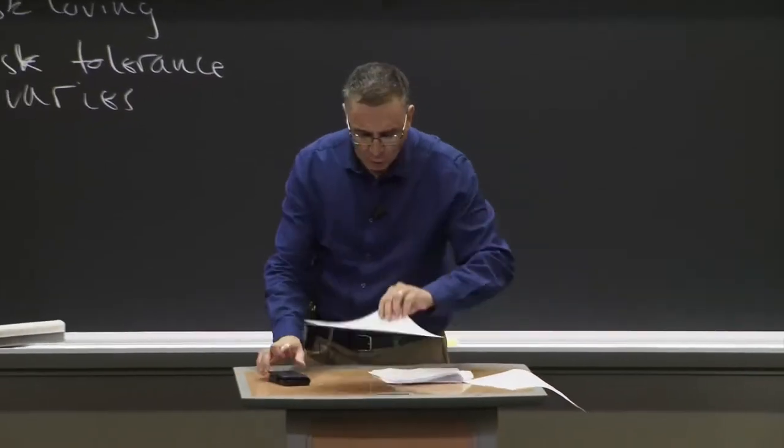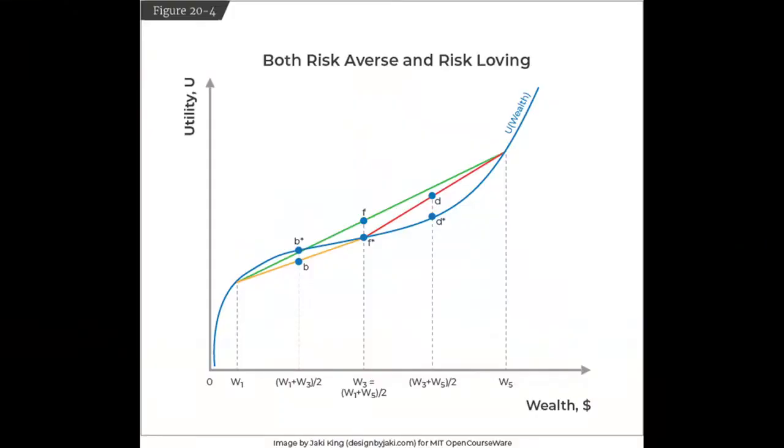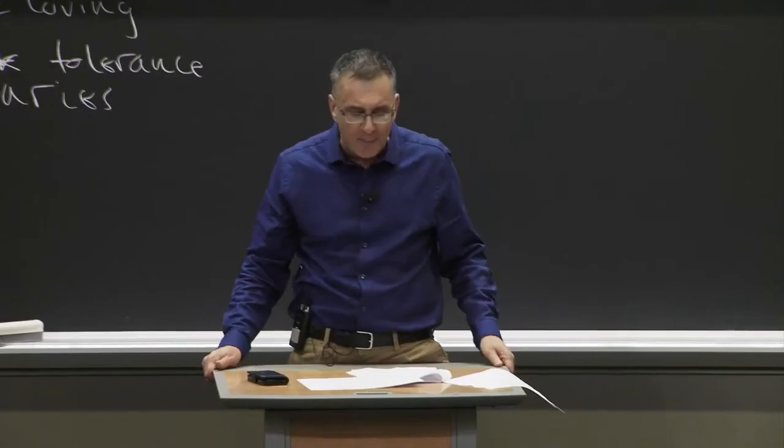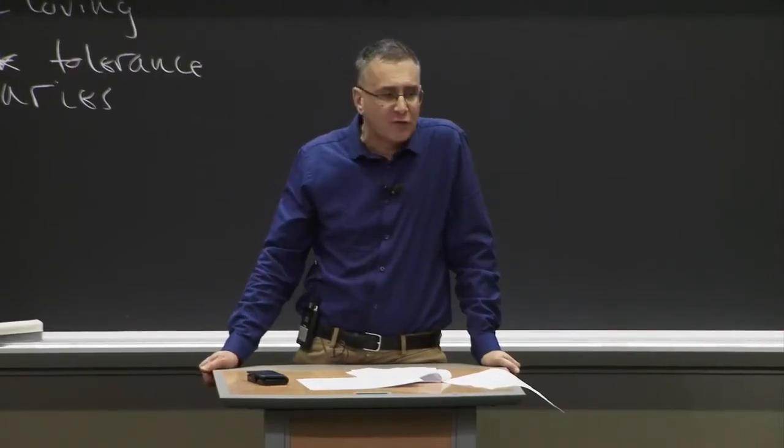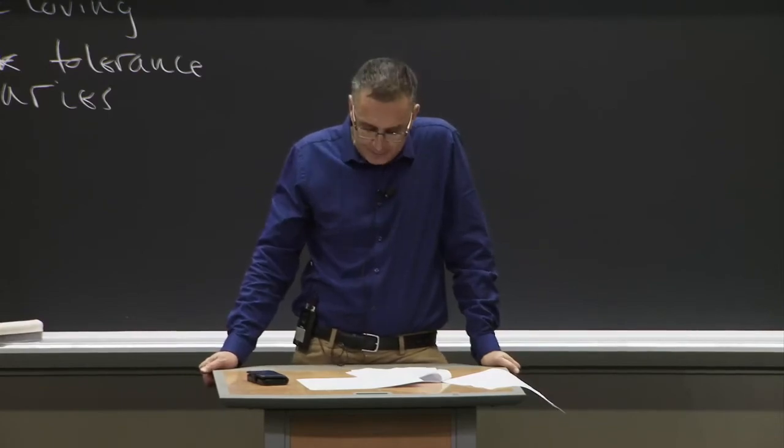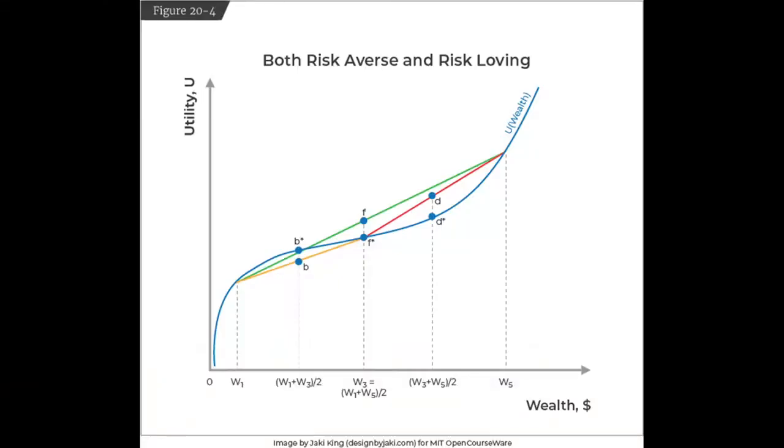So let's look at figure 20-4. This is an example of what we call Friedman-Savage preferences. You don't need to know that. But they had this idea that maybe people are locally risk-averse, but globally risk-loving. Let me explain this, okay? This is sort of complicated. So imagine that I'm going to offer you a 50-50 gamble between W1 and W3. So a gamble leaves you at W1 or W3 with 50% chance.